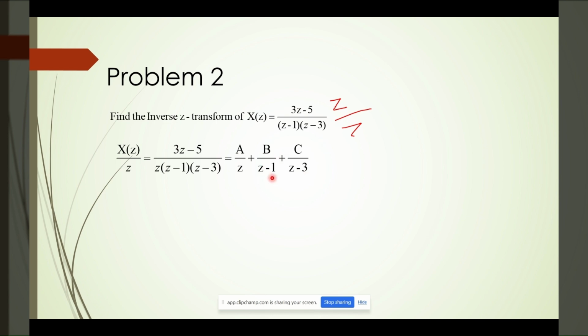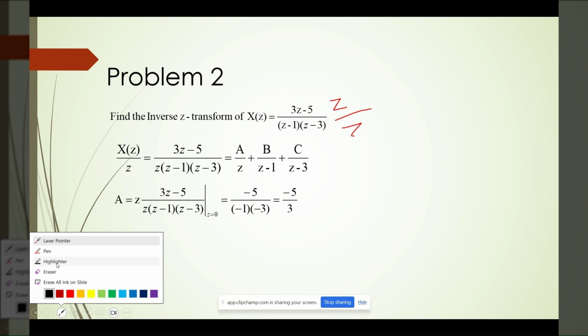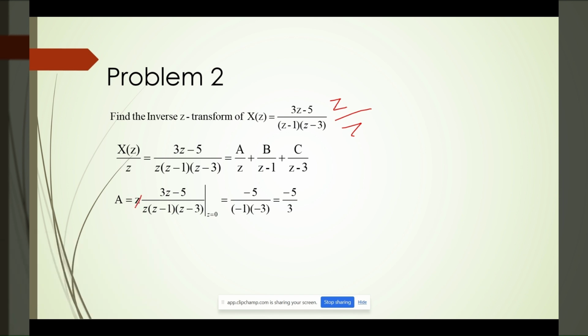To find a value, we have to make z is equal to 0. So multiply by z. So this z and z will get cancelled. If you substitute 0 for z, minus 5 by 3 is the answer.